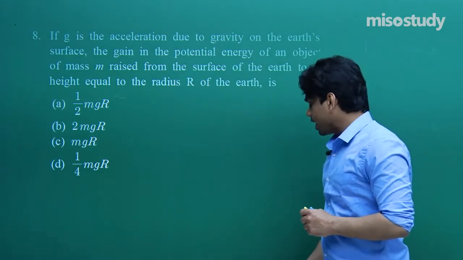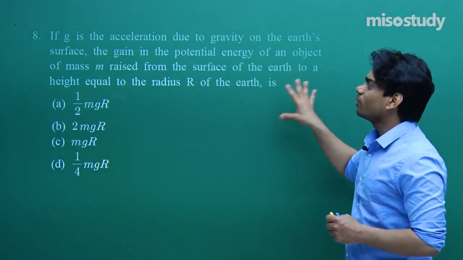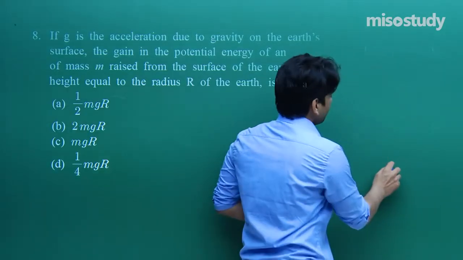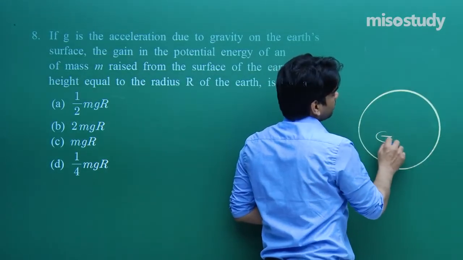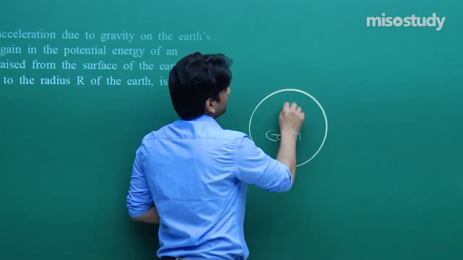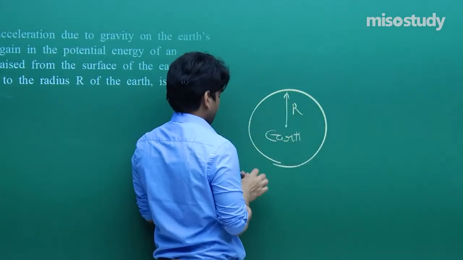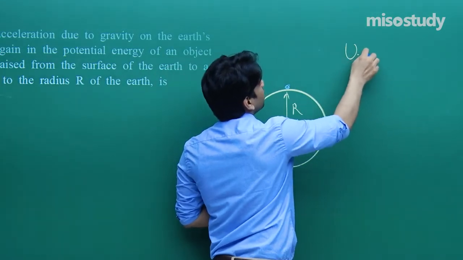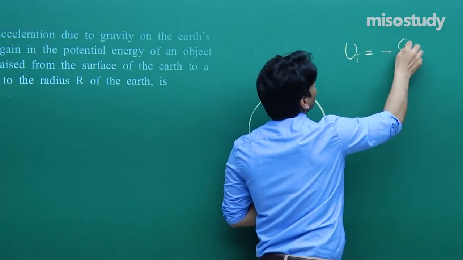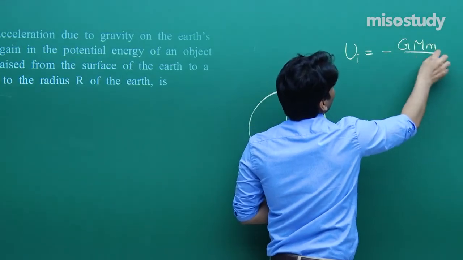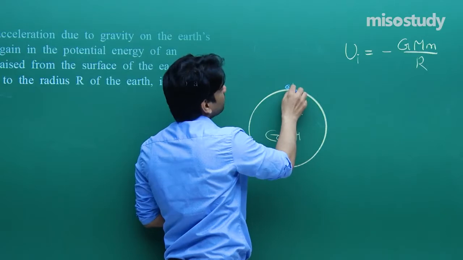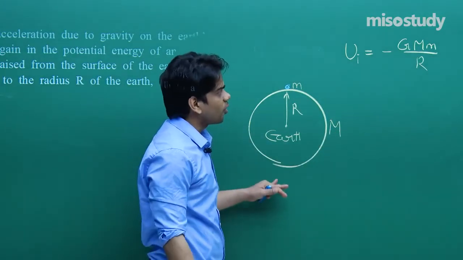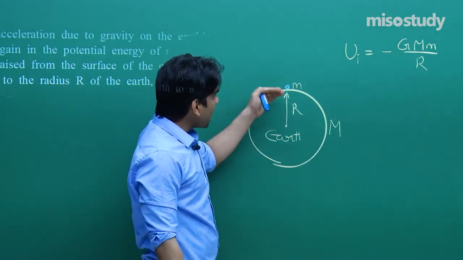g is the acceleration due to gravity on Earth's surface, the gain in potential energy of an object of mass m raised from the surface of the Earth to a height equal to the radius R of the Earth. Let's say this is Earth, and its radius is given as R. Initially the object is here, so the initial potential energy will be equal to minus GMm by R. The object's mass is m, Earth's mass is capital M. This is the formula that we have to use.